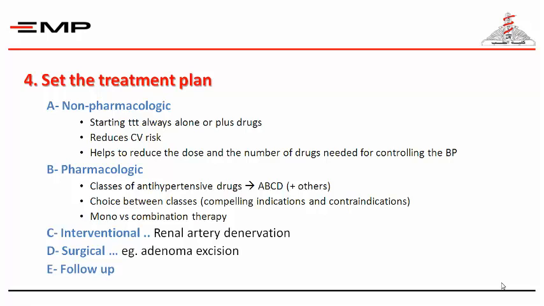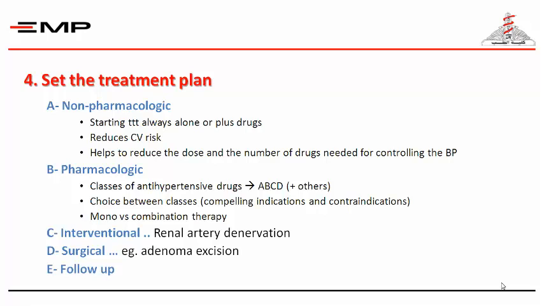The pharmacological treatment: we have more than one class of antihypertensive drugs, which can be summarized by the letters A, B, C, D plus others, and we will explain this in the next slide. The choice between classes depends on the compelling indications and the contraindications for each class, and whether to choose monotherapy or combination therapy according to your patient's situation.